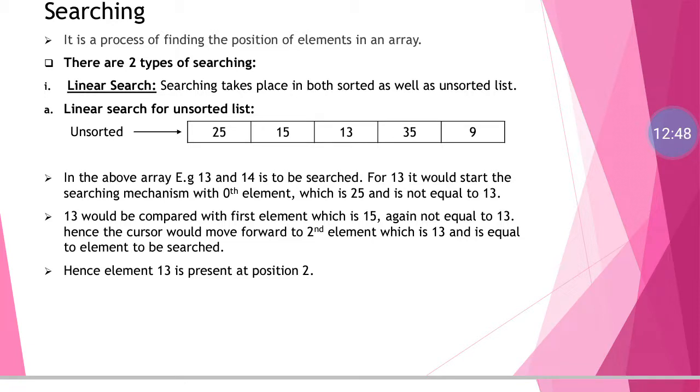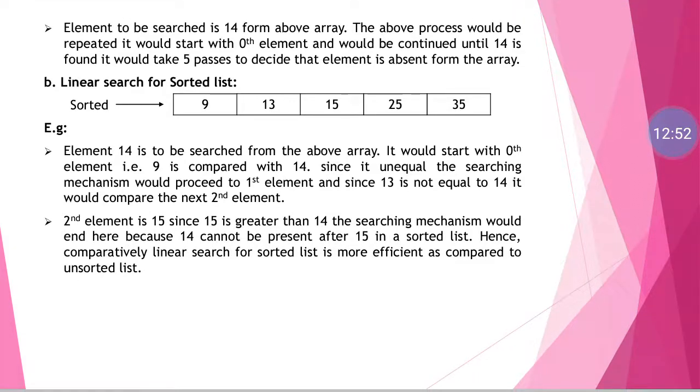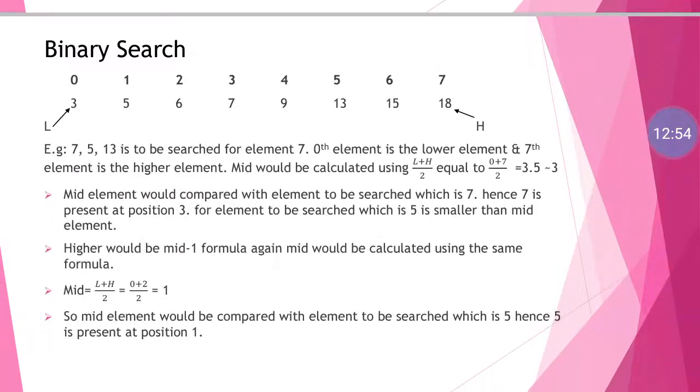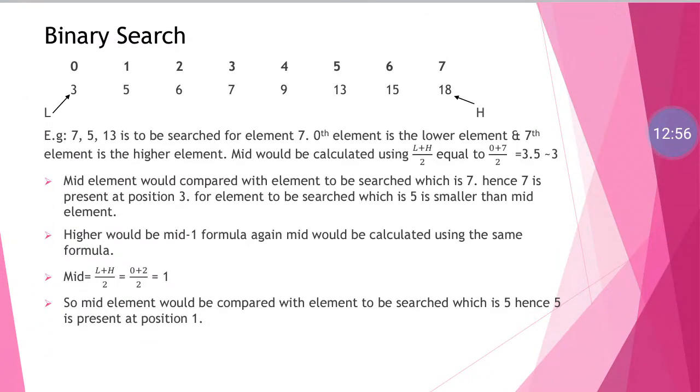So considering both unsorted and sorted, sorted one for linear search is much more efficient. Regarding binary search, it works only for a sorted list. But if a question paper asks you to search using binary search and they have given an unsorted list, don't get confused. Manually sort that list and then proceed with your binary search.